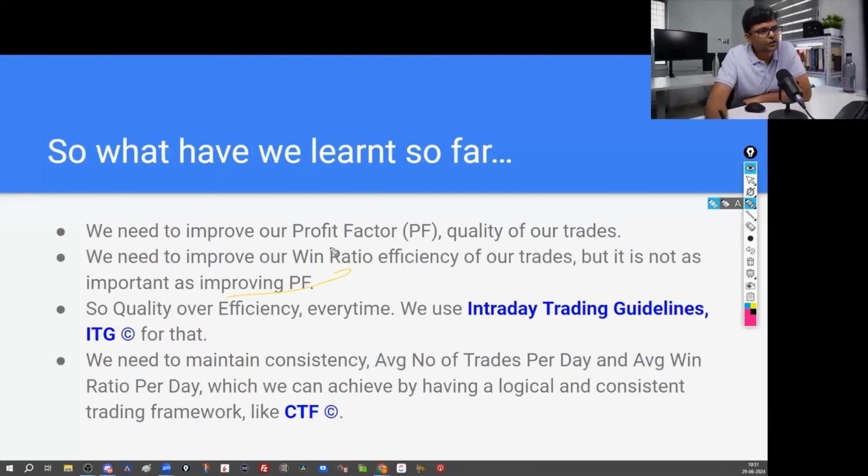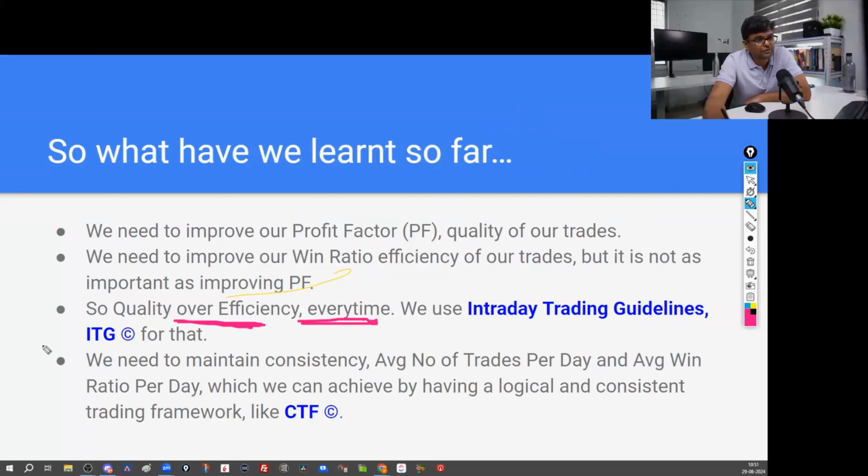That we need to improve our profit factor, which is the quality of our trades. We need to also improve our win ratio, which is the efficiency of your trades, but it is not as important as improving profit factor. So you can work with a 50%, 40% win ratio, but if your profit factor is good, you will be profitable over a long period of time with incredible consistency. So quality over efficiency is what you need to pick every time.